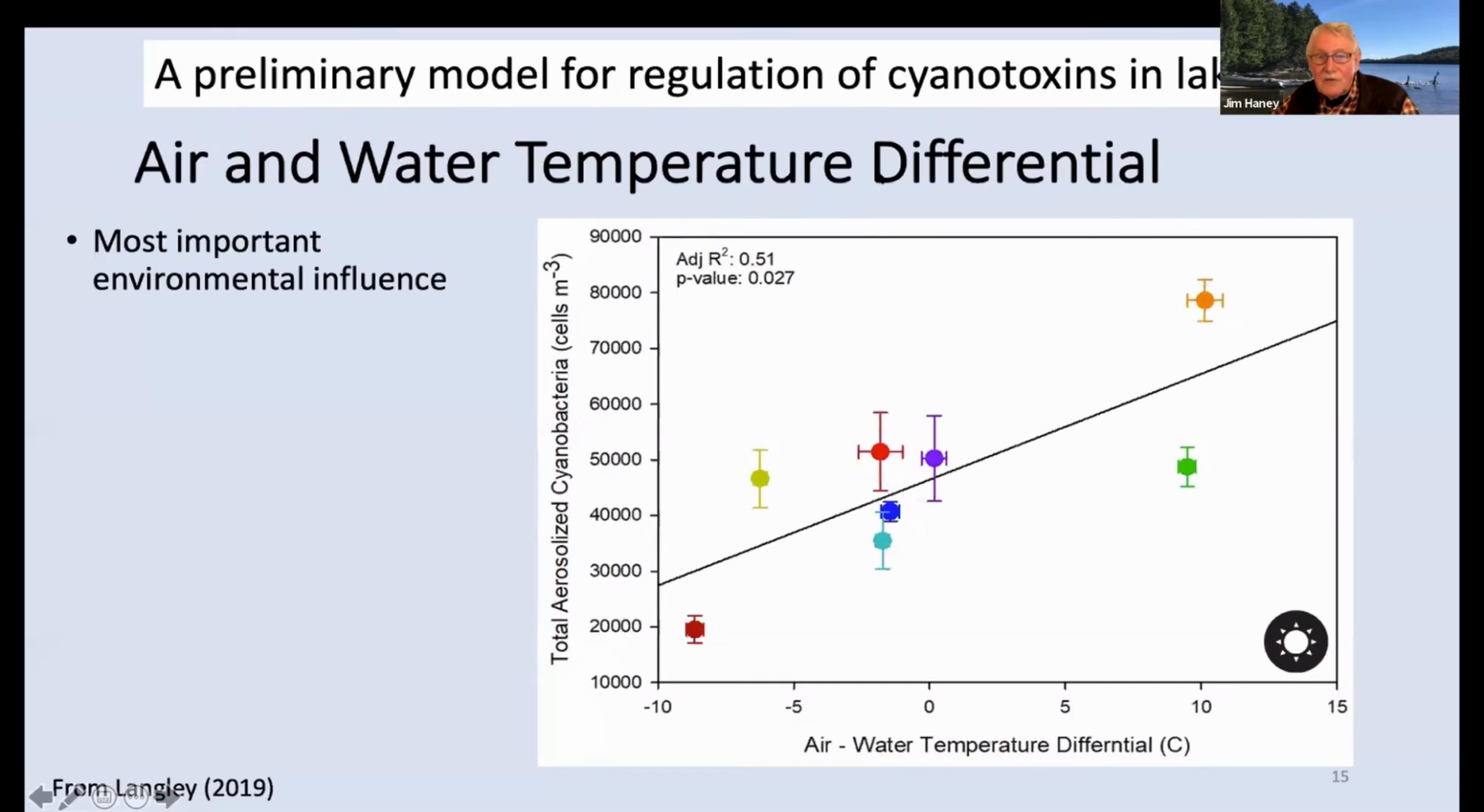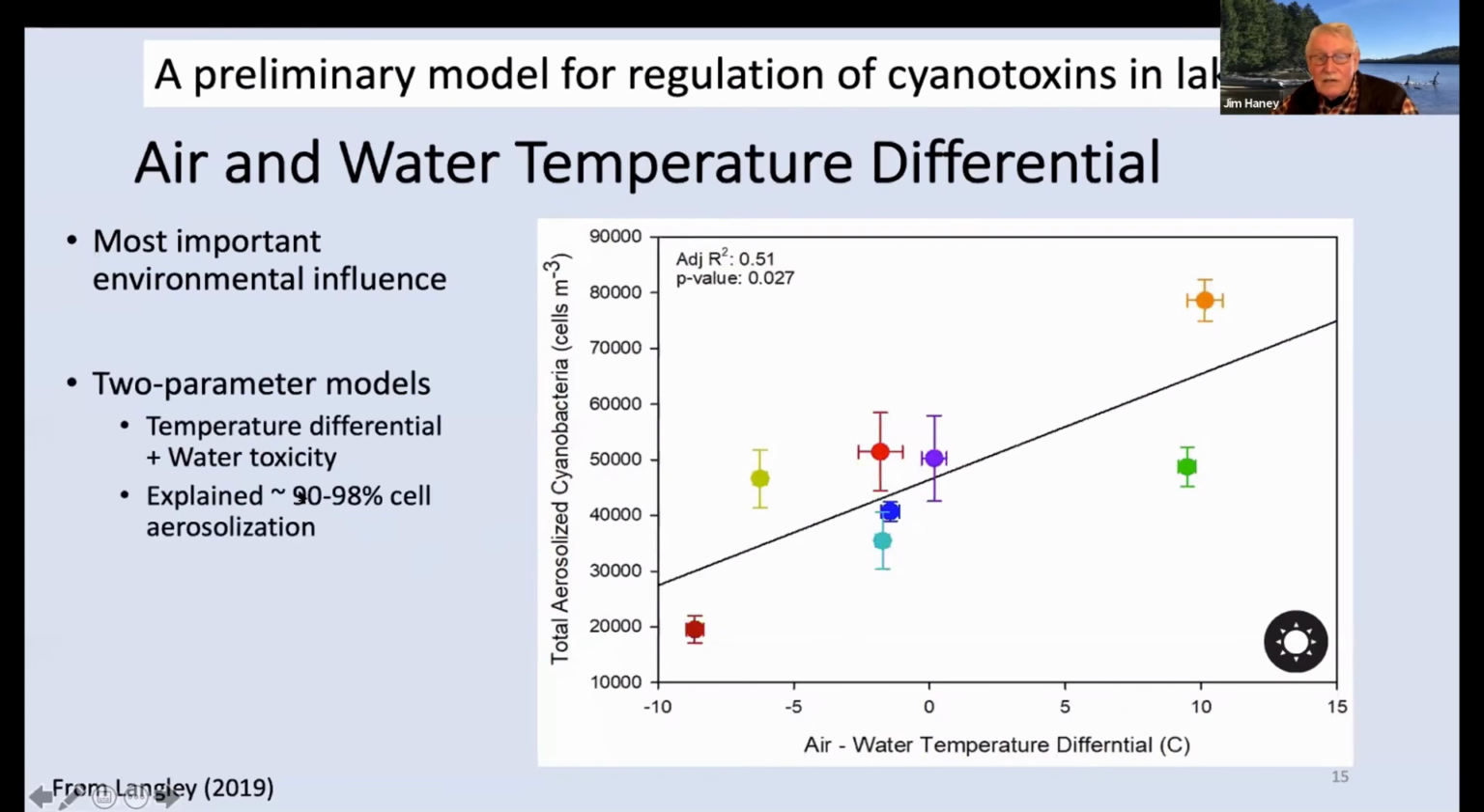What came out of her work was the first model to explain how this works. What she found is, in fact, running a 2-parameter model, she was able to show that temperature differential, the difference between the air and water temperature, accounted for about half of the variation that we saw. But if you add water toxicity, you can explain 90 to 98% of the aerosolization of the cells. So this was a pretty successful model, and it's one we want to follow up on.